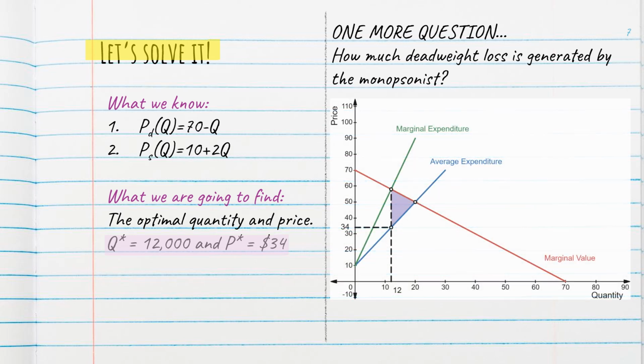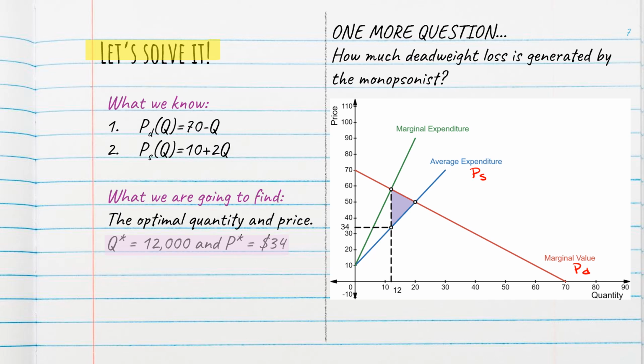To answer this question, a graph is really the most useful thing to look at. Let me describe the graph briefly. The marginal value curve, that's just the inverse demand curve. The average expenditure curve, that's just a jargony way of talking about the inverse supply curve. And the marginal expenditure curve is a curve that we solved for a few moments ago.